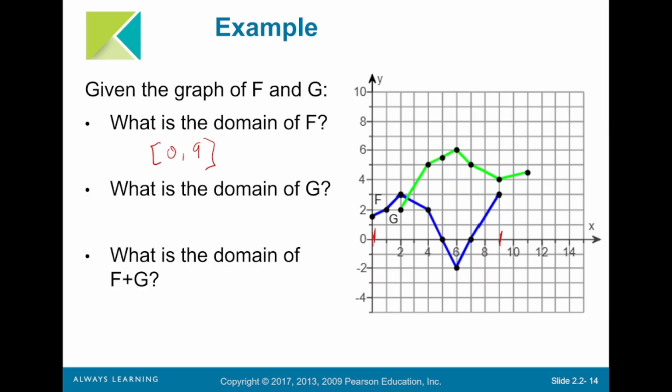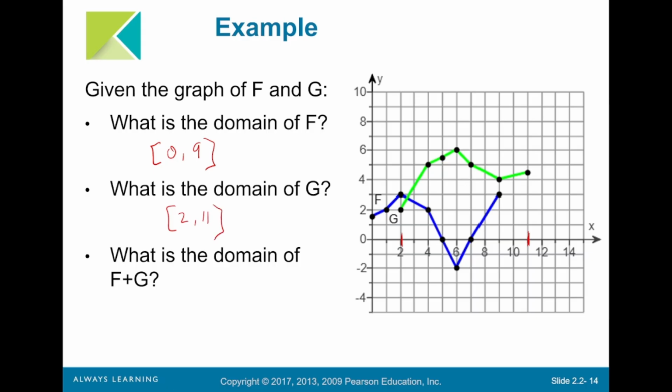Okay. Now looking at g, g is our green line. G is going to go from 2 to 11. And again, closed circles on the endpoints, so it covers 2 to 11.